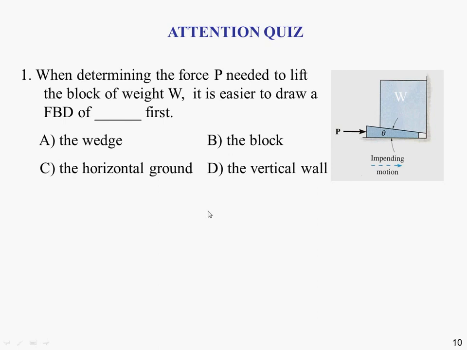So the correct answer for this, of course, is the wedge. Okay, because we know the impending motion direction, so we can draw the correct sense of our friction force.